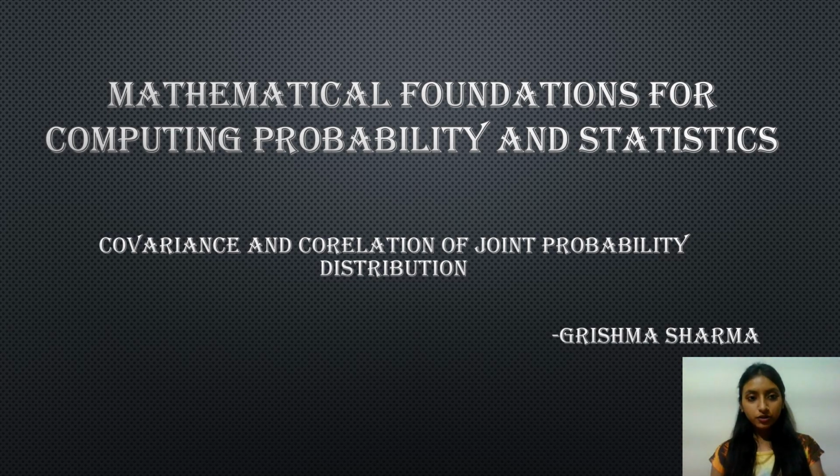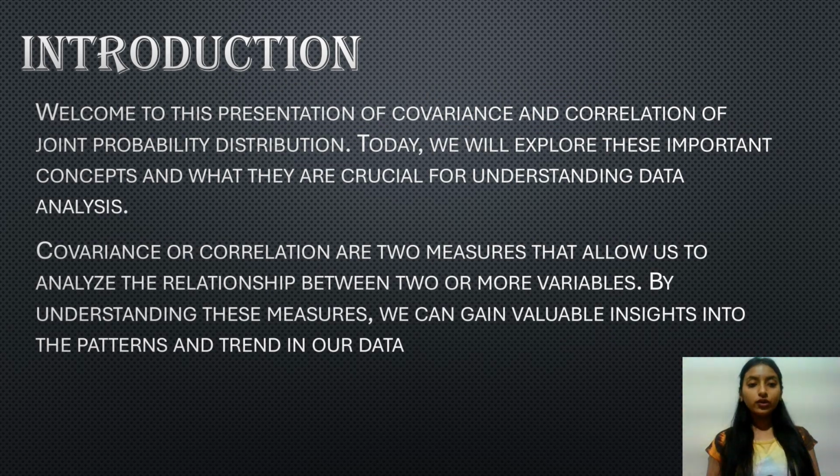So in this video we are going to see mathematical foundations for computing probability and statistics, that is covariance and correlation of joint probability distribution. Welcome to this presentation of covariance and correlation of joint probability distribution. Today we will explore these important concepts and why they are crucial for understanding data analysis. Covariance and correlation are two measures that allow us to analyze the relationship between two or more variables. By understanding these measures, we can gain valuable insights into the patterns and trends in our data.